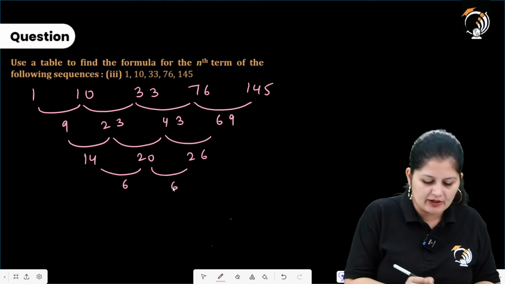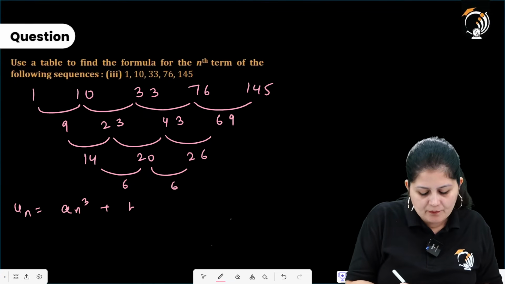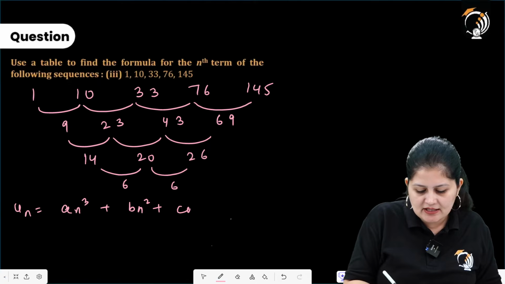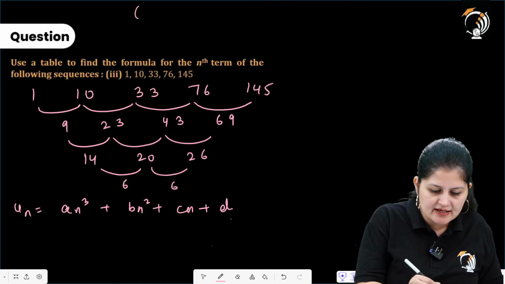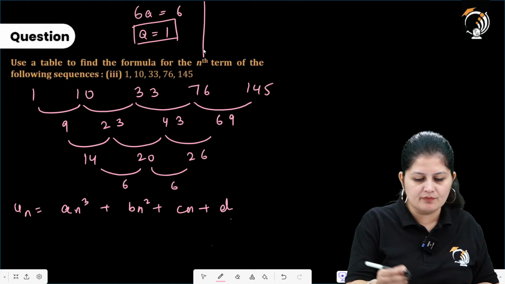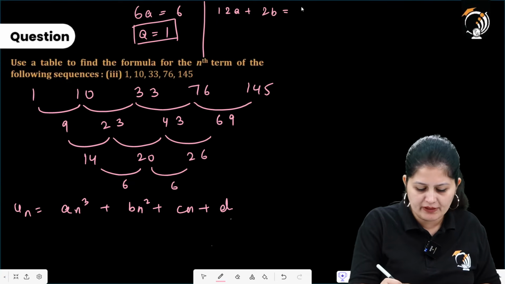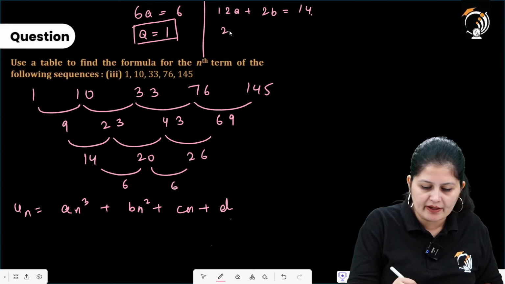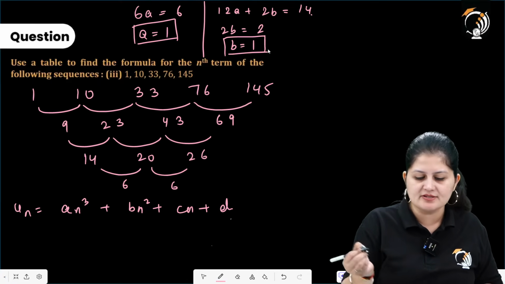So that means un would be equal to an cube plus bn square plus cn plus d. Correct? So in that case, 6a is equal to 6, right? So we will be getting a is equal to 1. Further, 12a plus 2b would be equal to 14. So we get 2b is equal to 2, and b is equal to 1 in this particular sequence.